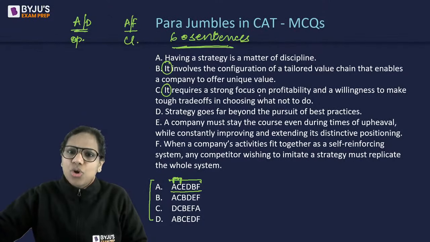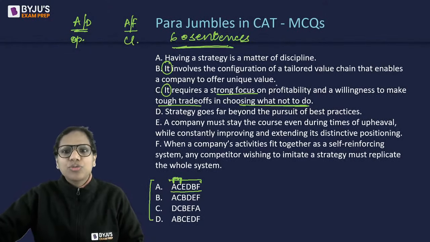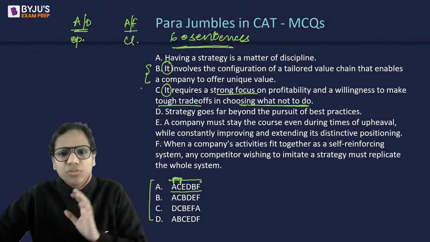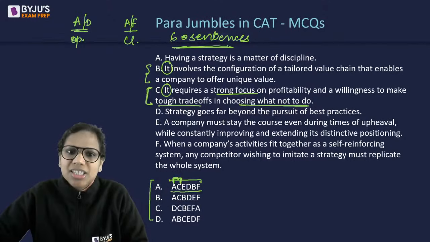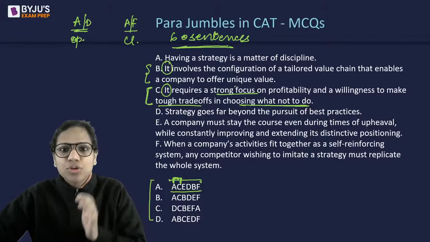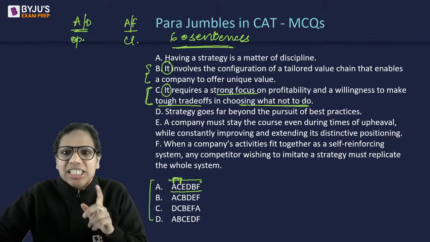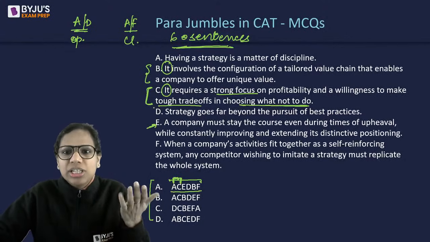It requires a strong focus on profitability and a willingness to make tough trade-offs, okay, in choosing what not to do. All right. It involves the configuration of a tailored value chain that enables a company to offer unique value. So basically, what it requires, what it involves, fine. But this sentence seems related to discipline. To me, at least, this seems related to discipline because strong focus, making tough trade-offs, choosing what not to do. Okay, similarly, when I looked at E, that also seemed related to discipline to me.